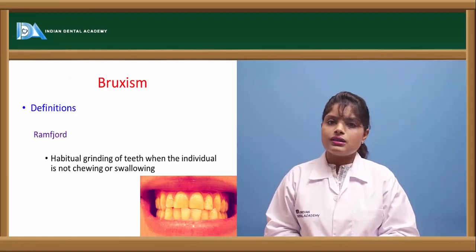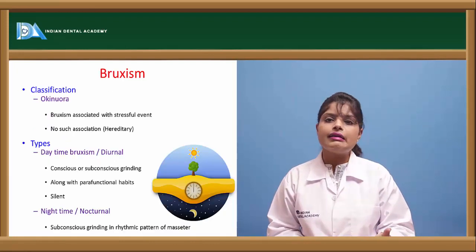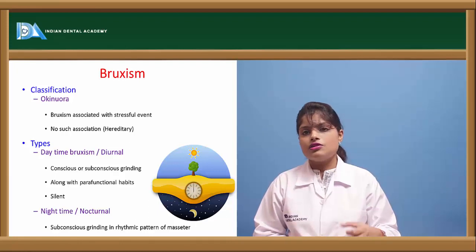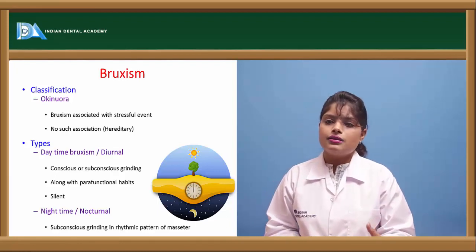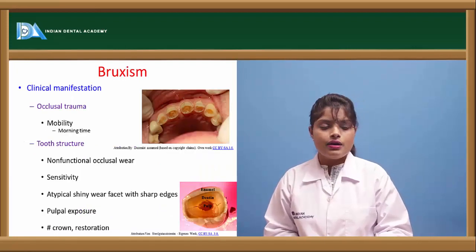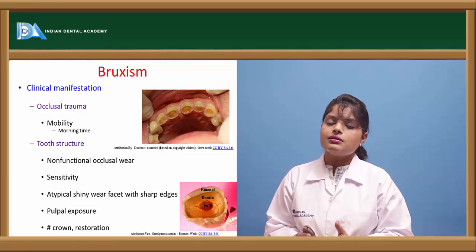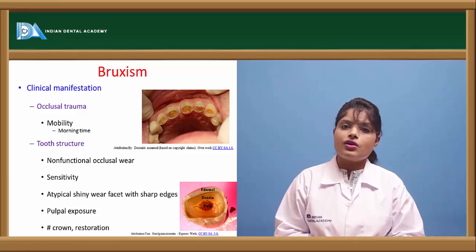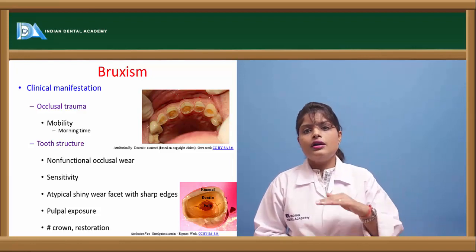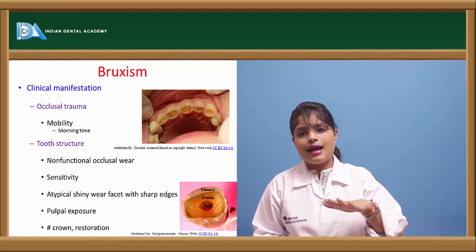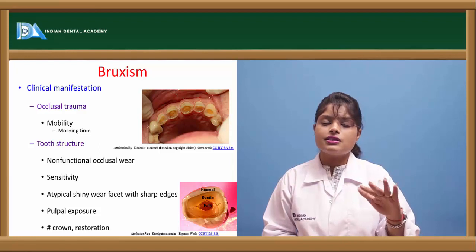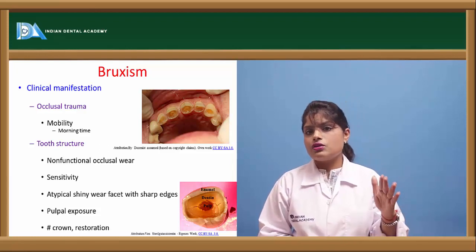Now, what is bruxism? Bruxism is nothing but grinding of the teeth. It can be either due to stress, which is known as stress bruxism, then diurnal bruxism, which is present during the day, or nocturnal bruxism, which is present at night when the child is sleeping. The main etiological factor of bruxism is the presence of stress or anxiety in the mind of the child. Now, what are the clinical features? The occlusal surface of the teeth will be entirely attrited or flat, and there will be shining facets present on the occlusal surface of the teeth.